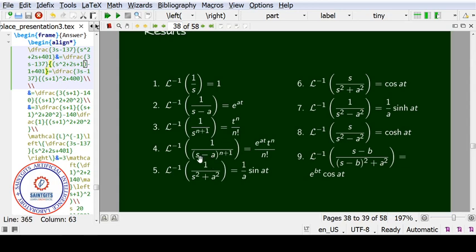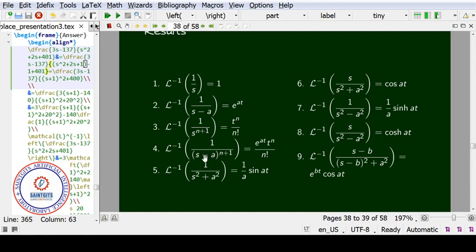So this shifting s to s minus a is in effect multiplication by e raised to at. So when we put e raised to at in the right side, this a will be disappeared. So 1 by s raised to n plus 1. L inverse of 1 by s raised to n plus 1 is t raised to n by n factorial. That is the second part.